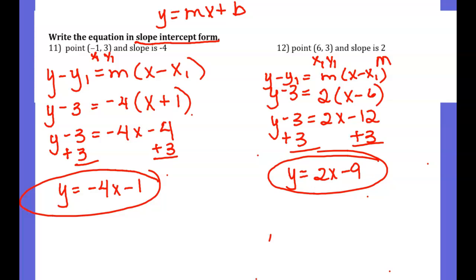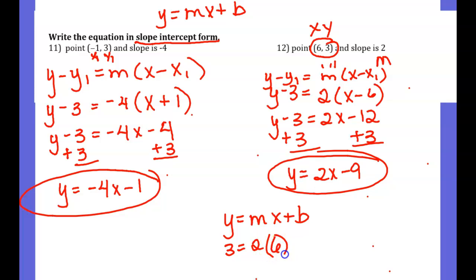I'm just going to show you another way in case you want to solve it a different way. The other thing that you could do is y equals mx plus b. We could take the ordered pair (6, 3) and plug it in. So this is our x and this is our y. So 3 could be equal to our slope, 2, times our x, 6, plus b. So we could just solve for b. 3 is equal to 12 plus b, or b is equal to negative 9. So that's another way to do it.